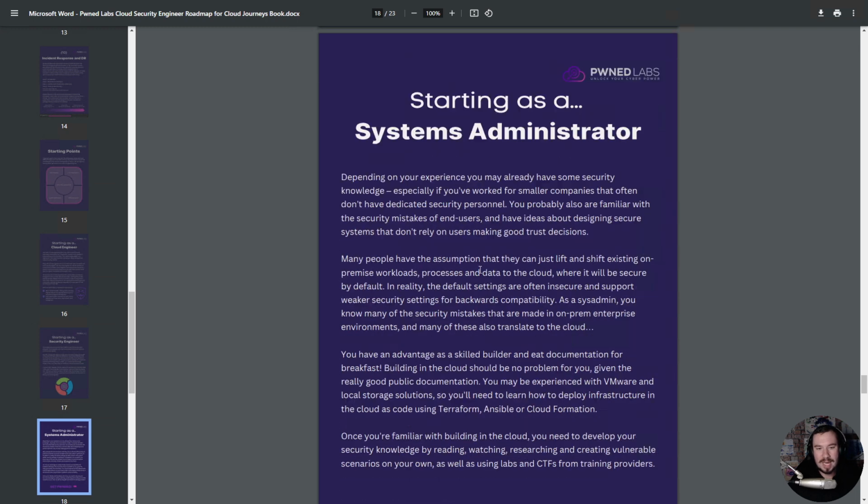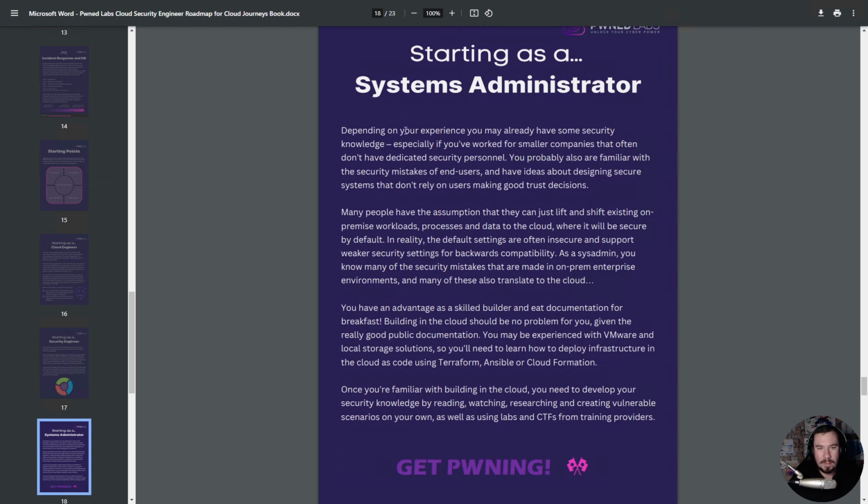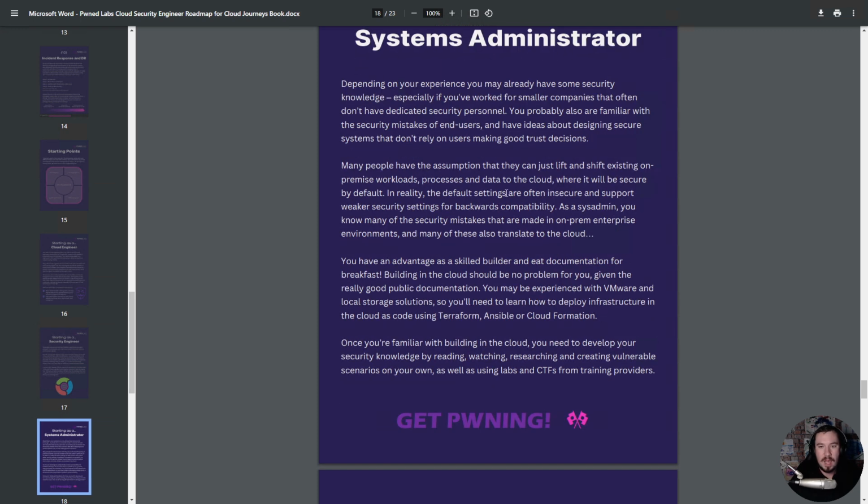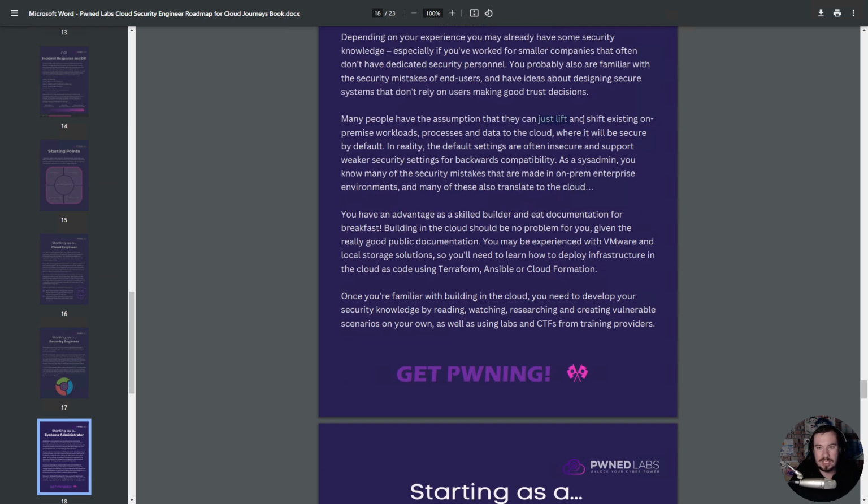So how about starting as a sysadmin? Well, depending on your experience, you may already have some security knowledge, which sysadmins usually do, especially if you work for smaller companies that often don't have dedicated security personnel. You're also familiar with the security mistakes of end users, absolutely, and have good ideas about designing secure systems. Many people have the assumption that they can just lift and shift existing on-prem workloads, processes, and data to the cloud where it will be secure by default.